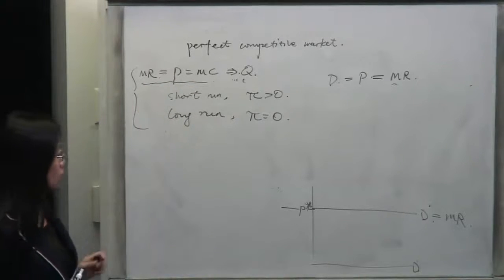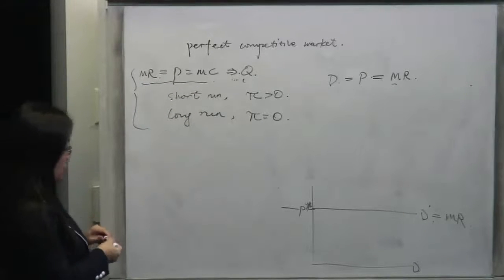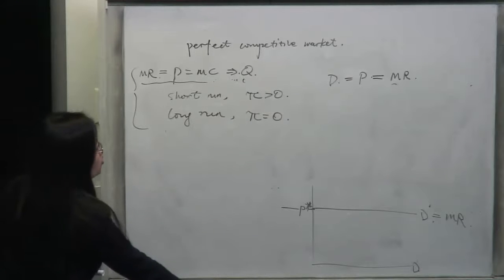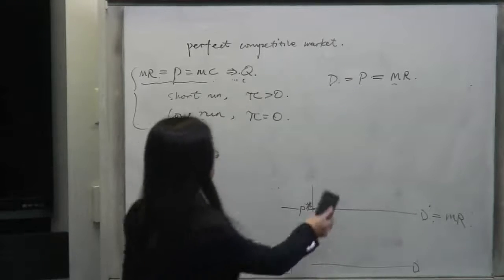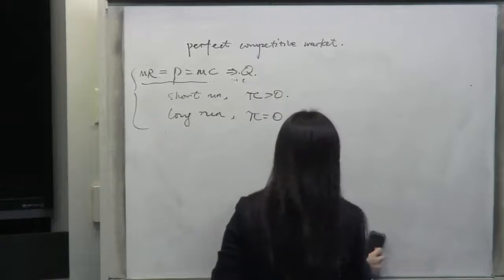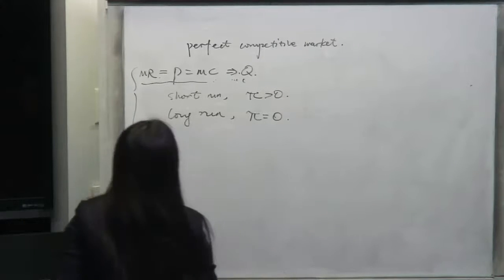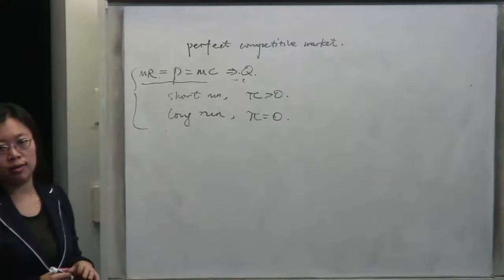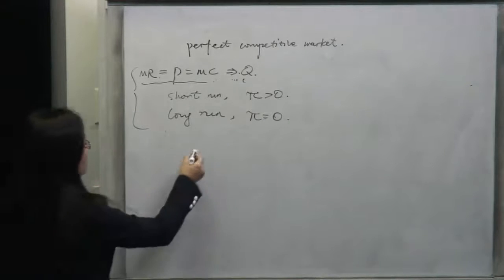And in the short run we can have positive profit, but in the long run we can't. Okay. All right. So that's all the stuff we talked about. Okay. So today we're going to jump into the new market structure.